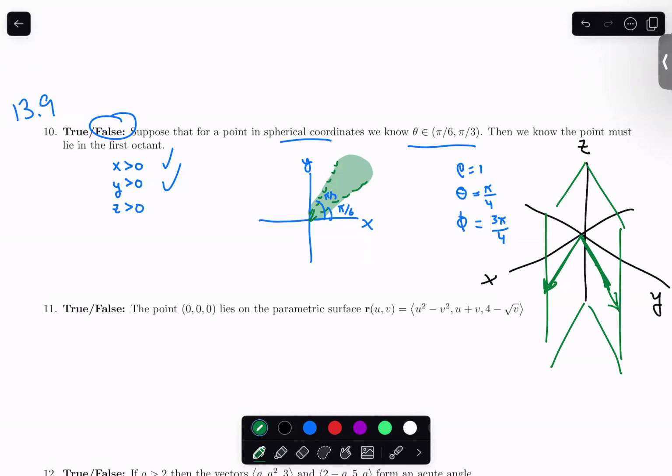But notice that not only do you get some points that are in the first octant above the xy plane, but you also get points that are down here below the xy plane. And those are the points that are the issue. You're going to be inside of this wedge here between these two planes because there were no restrictions on z values. So somewhere in this wedge is where points that satisfy theta values between pi over 6 and pi over 3 must live.